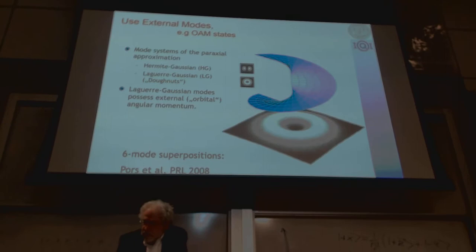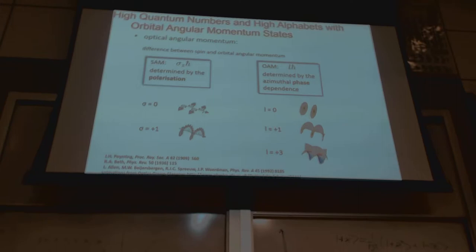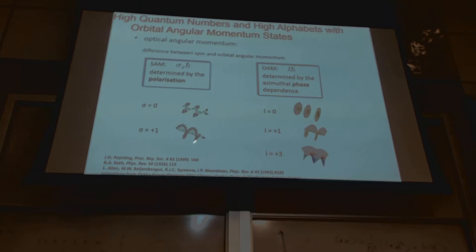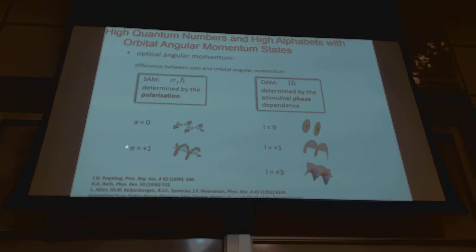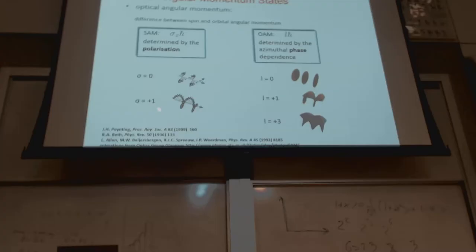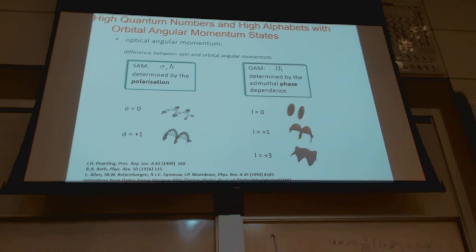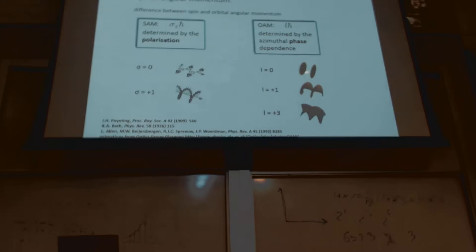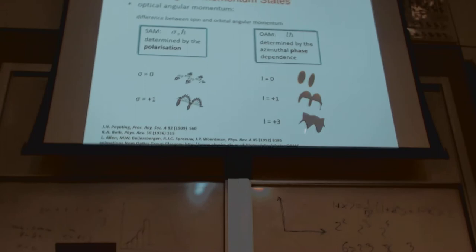I showed this picture already yesterday. I show it here again. They are the two different ways how light can carry angular momentum: spin angular momentum, the way you know it. The usual way, this is a sigma equals zero state, a horizontally polarized state, or a state with a circular polarization. So this is the internal angular momentum. And besides that is the external angular momentum, which I just mentioned, where instead of plane wave fronts you have these screw type wave fronts. I will say a little bit more about their structure in a second.